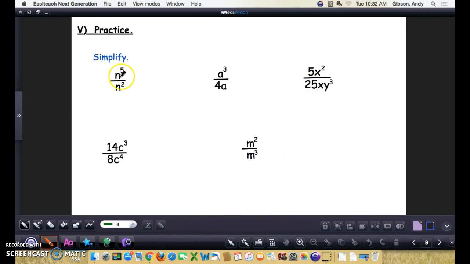All right, so same thing. List them out, cancel them, list them out, cancel them, and see if you can simplify these. I'll do the first one with you. It's 1, 2, 3, 4, 5 over 1, 2. I can cancel out 2 on the top and 2 on the bottom. I'm left with n to the third. All right, simplify those and see what you get.